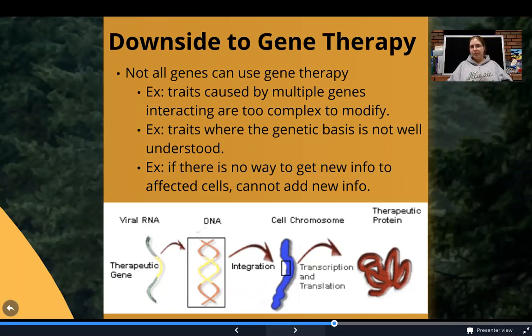If we don't fully know the genetic basis of a particular trait, so if there's a disorder where we know it has this effect, but we don't know how it works on a molecular level, we can't use gene therapy. We can only use it if it's one gene and we know how that gene works. There's no way to get new info to the affected cells. So yeah, this idea is great if we can take that vector, maybe the virus, and put it so that it's exposed to the one cell that we want it to be taken into, and then the virus can now deposit the gene there. But what if we can't access that cell? So if there's no way to get the information to the affected cell, then we can't use gene therapy.